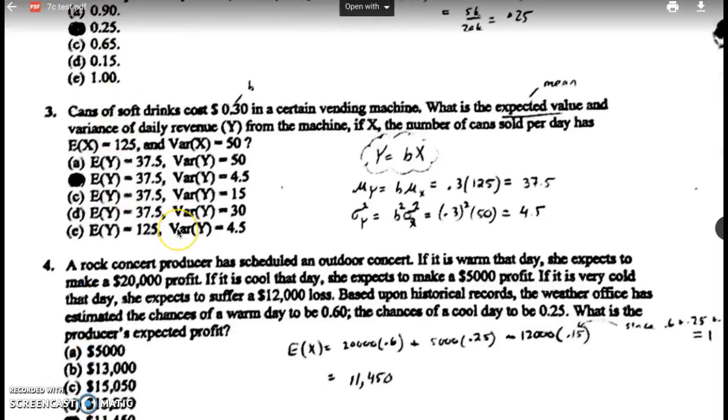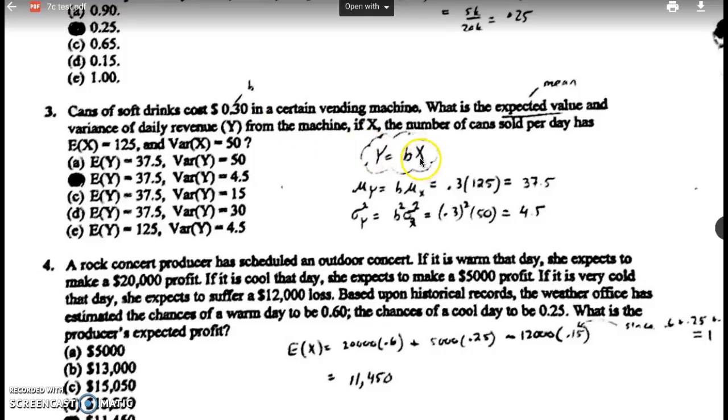For number 3, it says cans of soft drinks cost 30 cents in a certain vending machine. What is the expected value, or the mean, and variance of daily revenue y from the machine if x, which is the number of cans sold per day, has an expected value of 125 and a variance of 50? So this problem right here, the fact that the soft drinks cost 30 cents, that's like a transformation of our values.